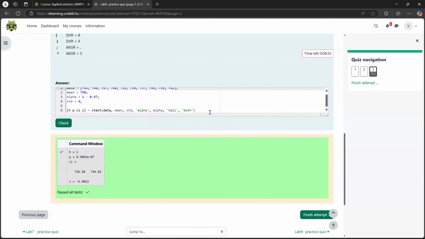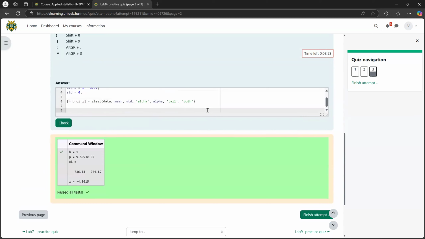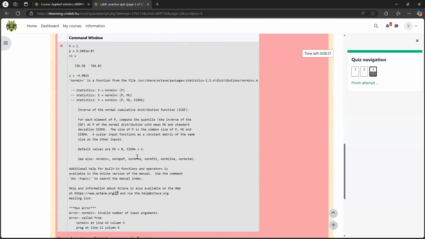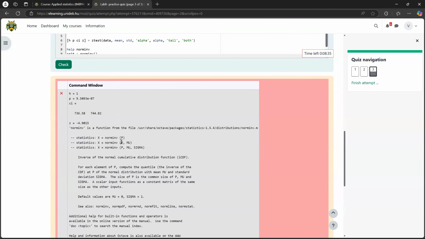Okay, so we're done with the z-test. Then the only other thing we have to do is the critical value. You remember norm inverse. And I will do help norm just to check which parameters I have to put in Octave. It expects P. Okay, Octave sucks for this.